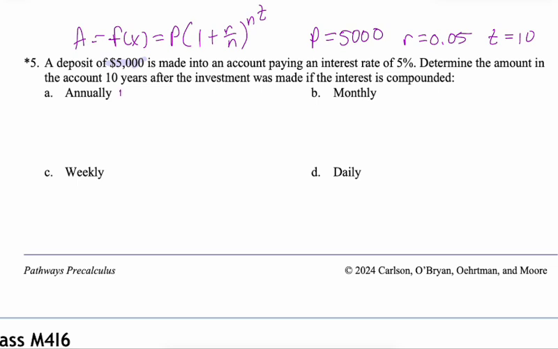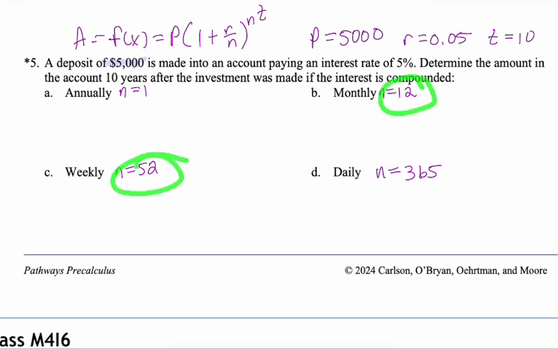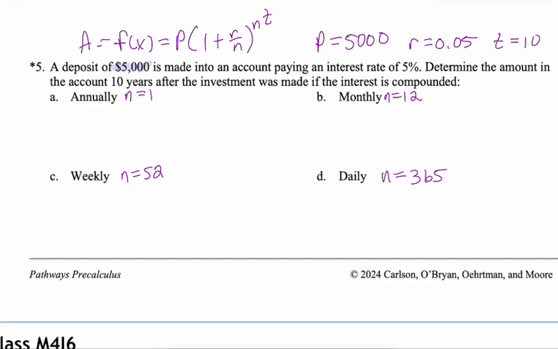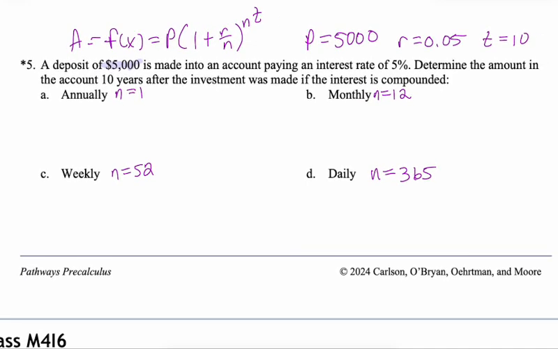So our number of times annually, that means once a year. Monthly means 12 times a year. Weekly means 52 times a year. And daily means 365 times a year. So we should expect that this is the lowest amount that's going to be in our account. Then it gets a little better, then it gets a little better, and the best one should be that final amount. Okay, so let's go ahead and calculate each thing.